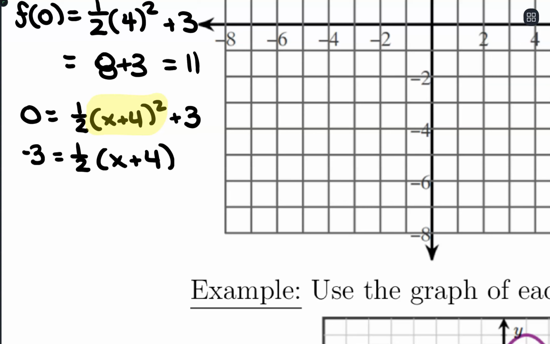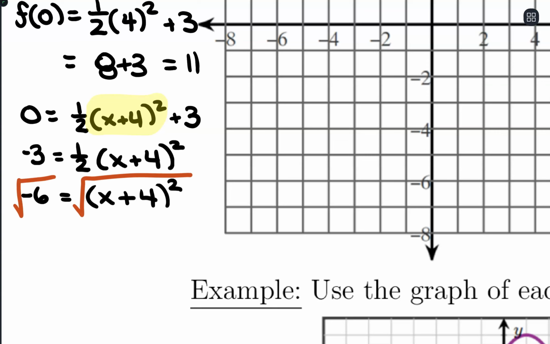multiply both sides by 2. So I'd have negative 6 equals, and then multiplying by 2 takes care of that 1/2. So then I just have negative 6 equals (x plus 4) squared. And then that square root method that I mentioned up above would be the case where I take the square root of both sides.